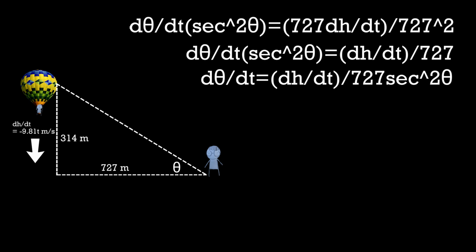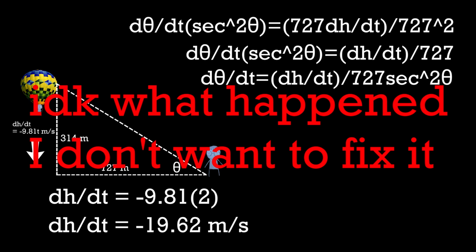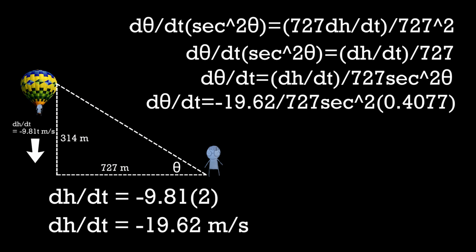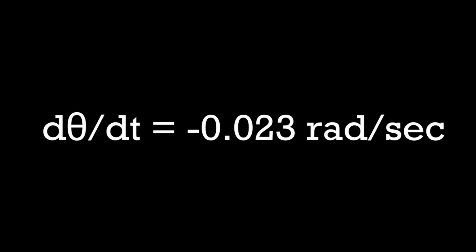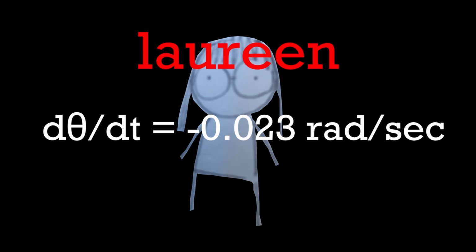All we really have to do now is find dh/dt, and to do that we plug in 2 to negative 9.81t and we get negative 19.62 meters per second. And now we can plug our known values into the equation, and doing a proof by calculator we can see that the rate of change of the angle of elevation is negative 0.023 radians per second. And there we have it, the rate of change of the angle of elevation as both Loreen and the balloon fall to their demise.